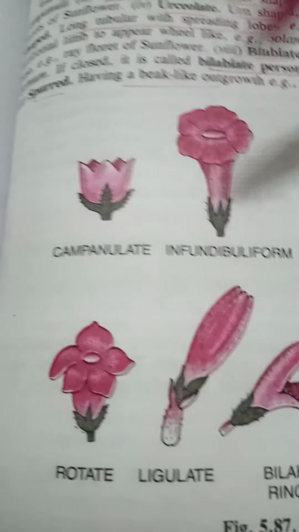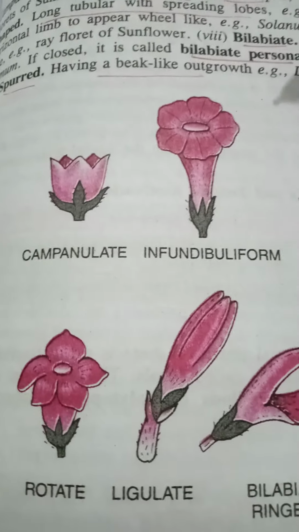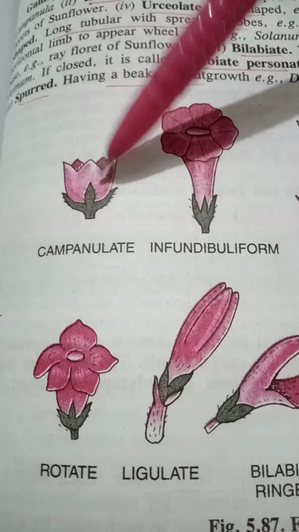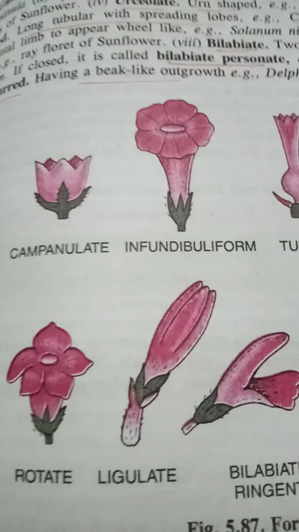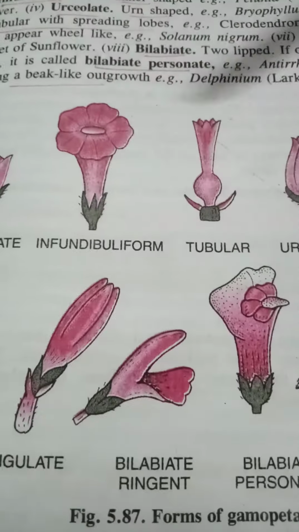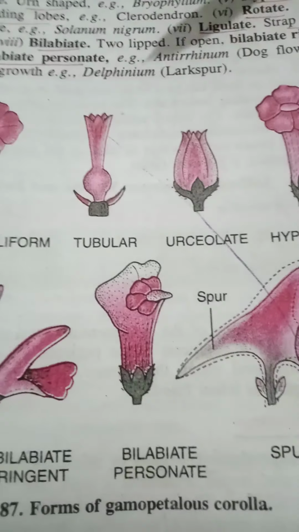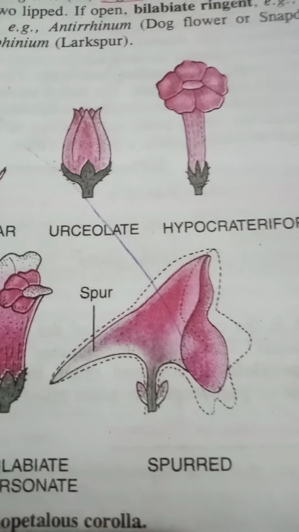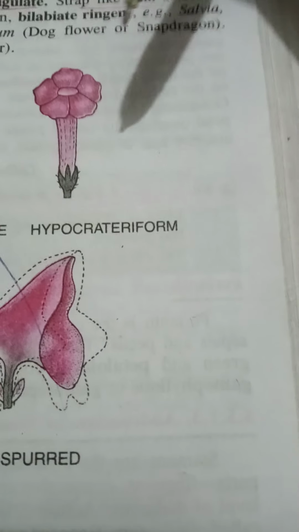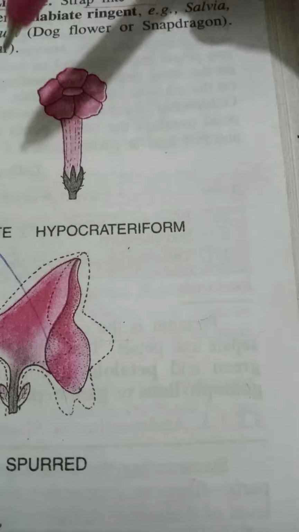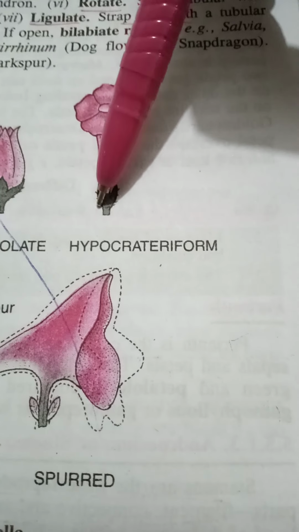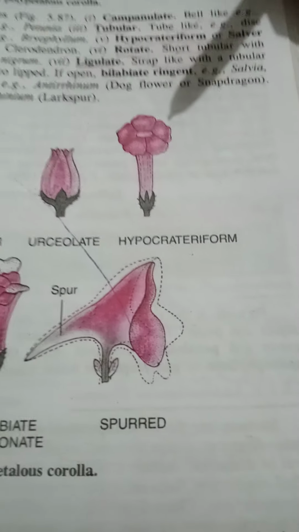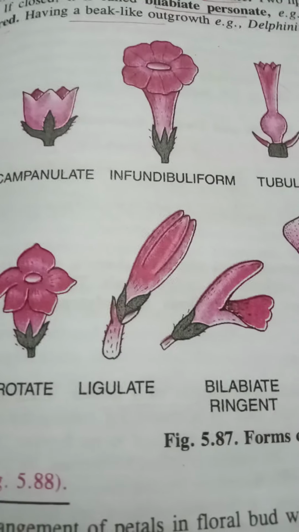Gamopetalous corolla is again divided into different forms. For example, the campanulate type, similar to the calyx, is bell-shaped. Infundibuliform is funnel-shaped. Tubular is a tube-like structure. Urceolate is urn-shaped. Then hypocrateriform is long tubular with spreading lobes. You can see this structure and this structure. Here the tube is short, here the tube is long. Then rotate, where the tube is short.